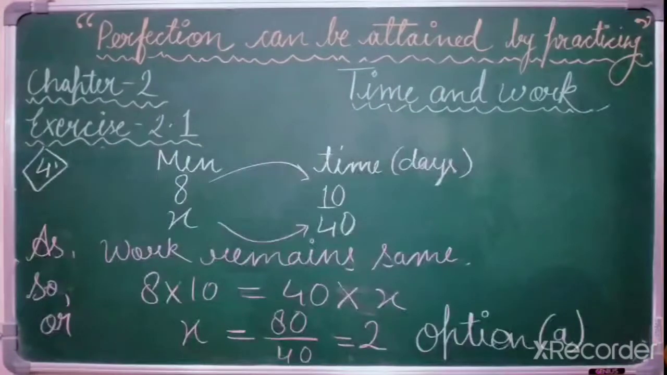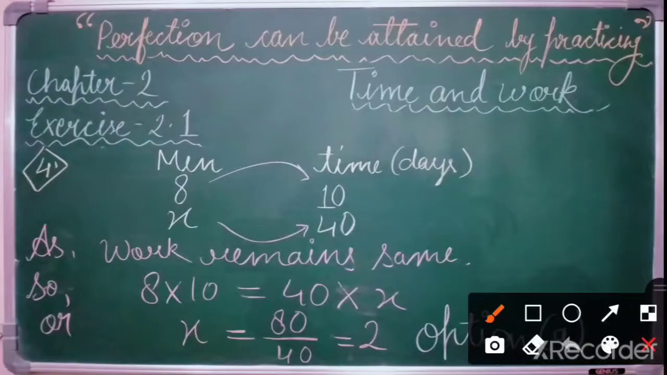Question number 4 is, if 8 men complete a work in 10 days, how many men will complete the work in 40 days? This question we will do by using the ratio and proportion method. So we will write men on one side and time on another side. 8 men can do a work in 10 days. So how many men? We have taken x men. Suppose x men can do a work in 40 days. So we have multiplied to get the work, that is 8 multiplied by 10 and x multiplied by 40.